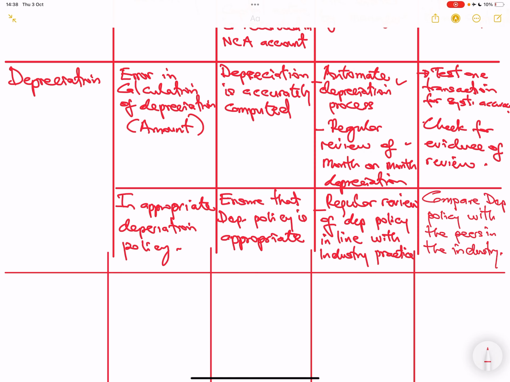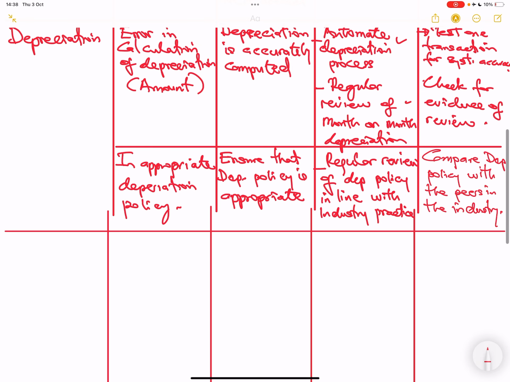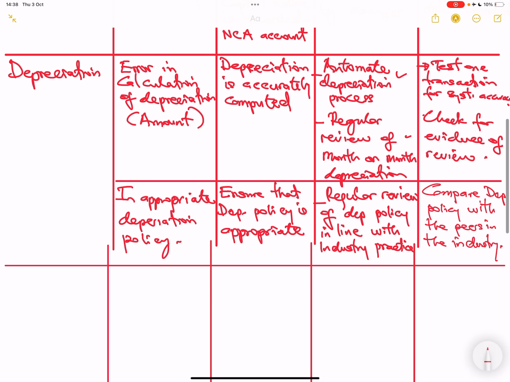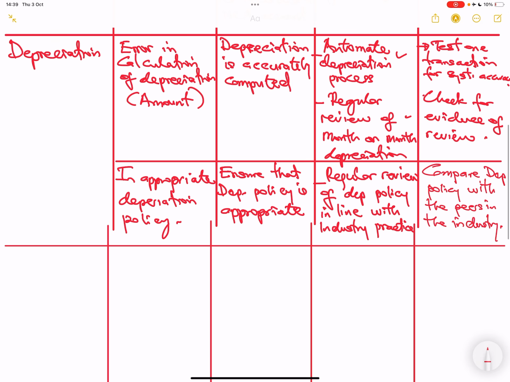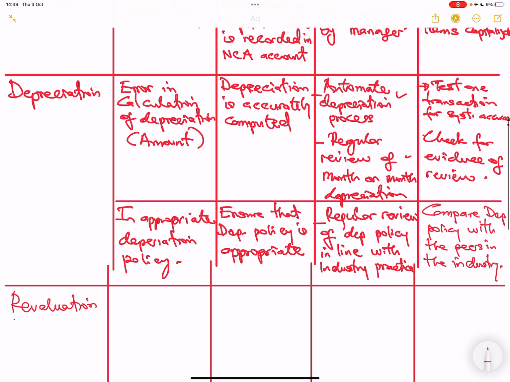Very important. And remember, if you decide not to use the cost model in IAS 16, which means you want to do revaluation, it depends on the question you have in front of you. They might give you a question where a client is doing revaluation. They might give you a question where a client is doing the cost model, which is depreciation. So you need to know as well. And this is about determining the value of the asset every year.